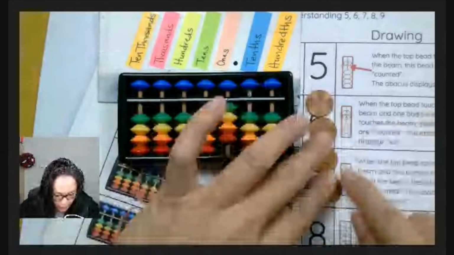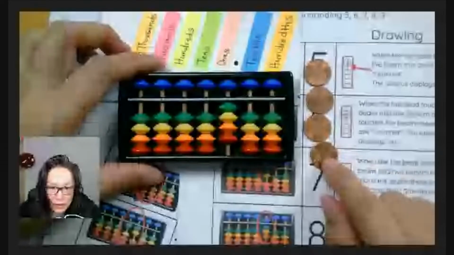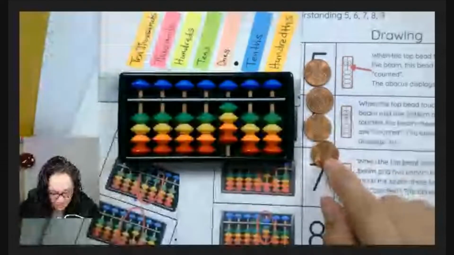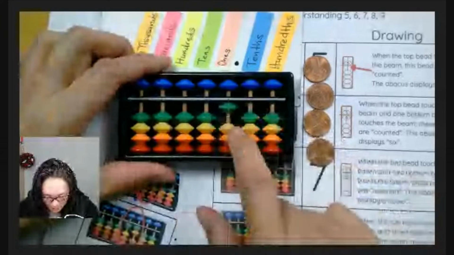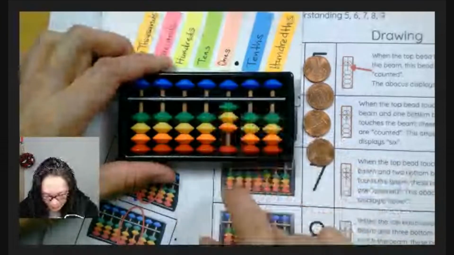For those of you that know this, these are pennies. This is worth 1 cent. So in American money, this is worth 1 cent. So when we look, this is one, two, three, four.